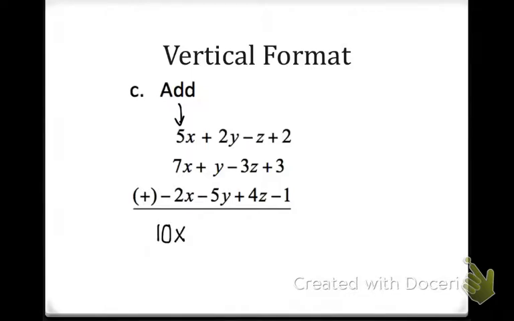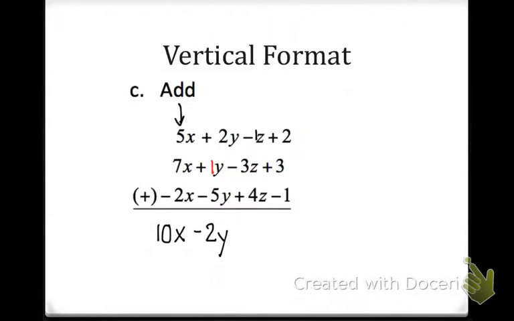Notice that my variables are in alphabetical order with the constant last. That's something that we kind of do with polynomials. Go on to your y's. This would be 1y right here. So add my coefficients. 2 plus 1 is 3, minus 5 is negative 2y.